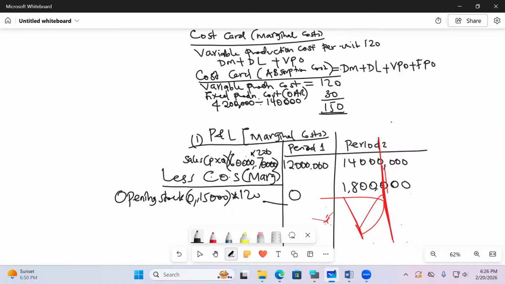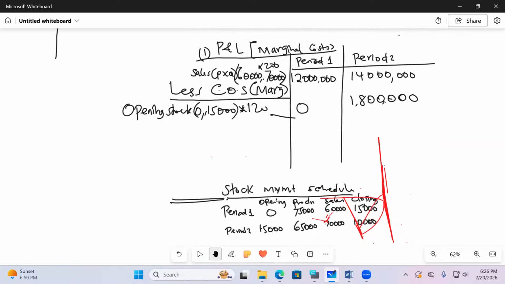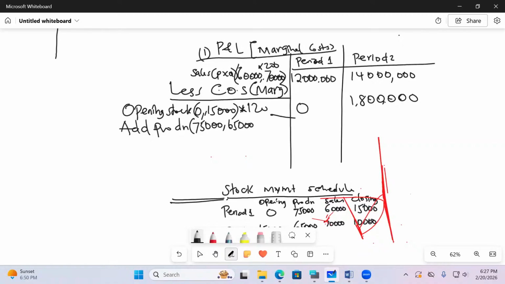Now, ladies and gentlemen, having written down the opening stock, we know that the next thing will be for us to come and add what here? Production. So come here and add production. Do we know the number of units that we produced? Yes, we can see them here. They are 75,000 and what here, somebody? 65,000 respectively. Remember, what you produce is part of your inventory. Yeah, it is still there.